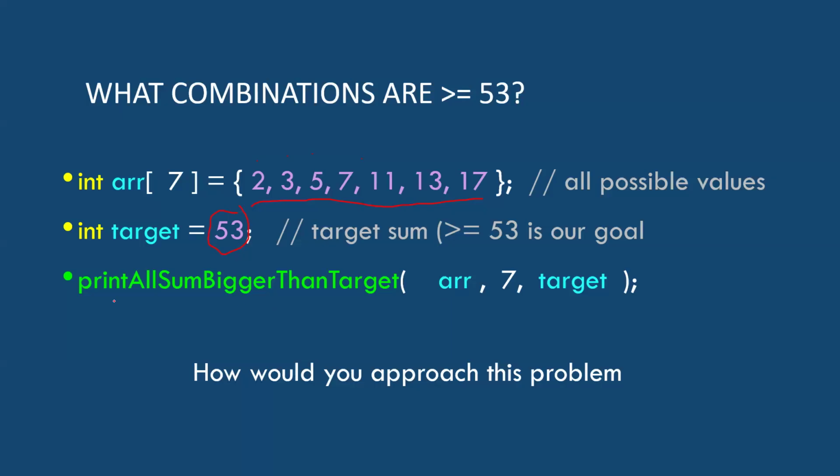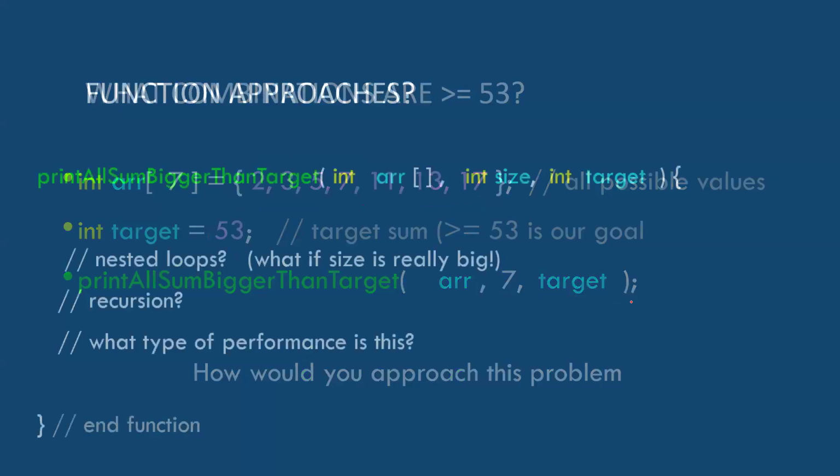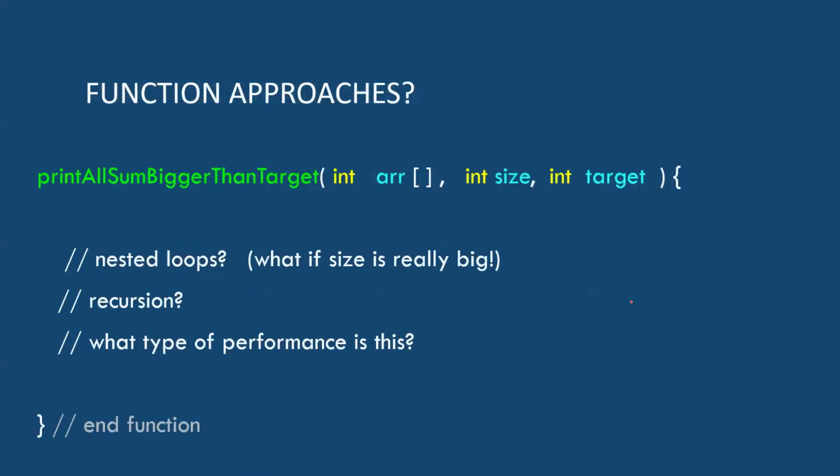So if I say print all sums bigger than our target, with an array of size 7 and a target of 53, how would you go about writing that program? You can pick 2 things or 5 things or 4 things. So it's a little bit not obvious how you might go about that. Interesting food for thought. A couple possibilities.